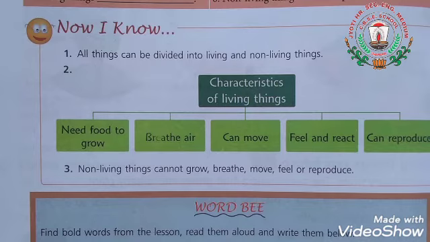Plants can prepare their own food. Human beings take oxygen through lungs. Fish breathe through gills, and plants take in oxygen and carbon dioxide through stomata. All living things need oxygen to survive.